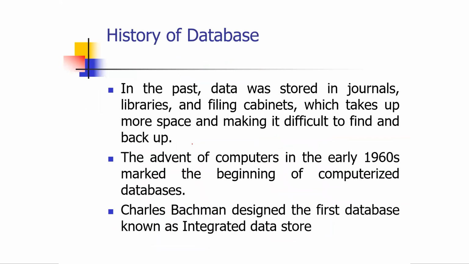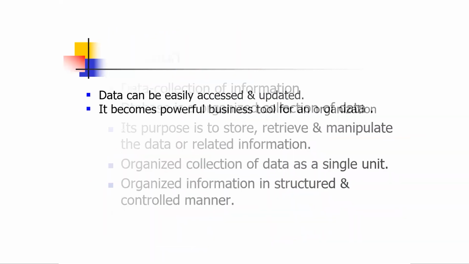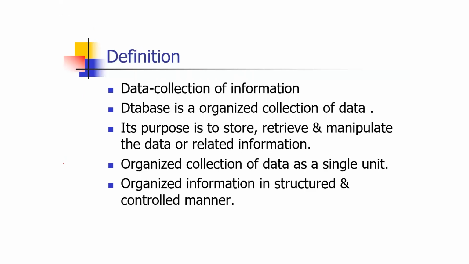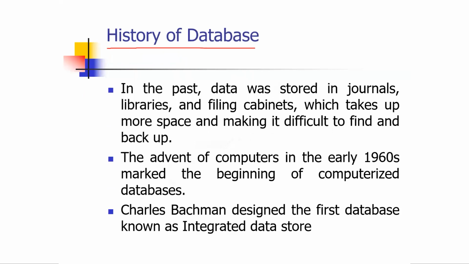Topic 1.2, meaning the second topic. Not 1.2, but the second topic of this outline. In chapter number 2, the second subtopic is the history of database. So the next subtopic is history of database. History means how the database came to start.